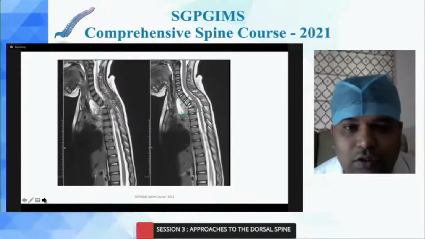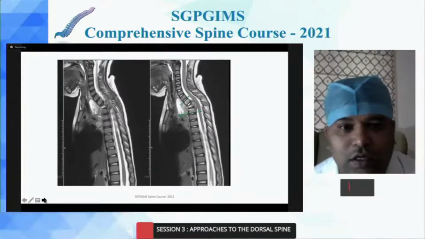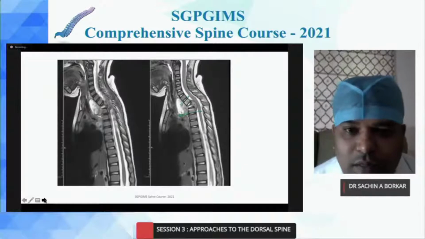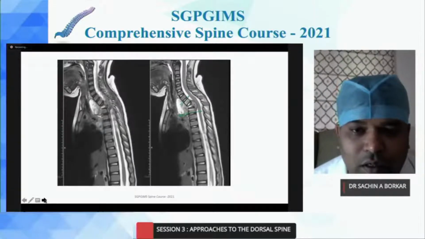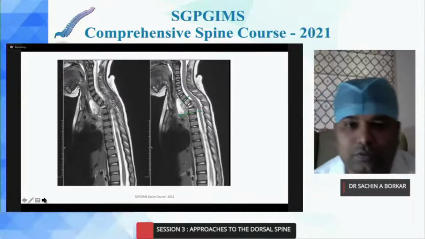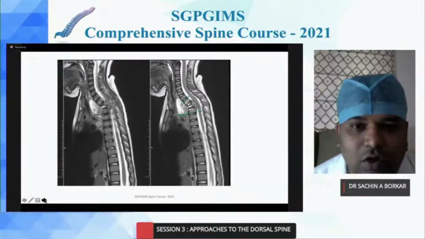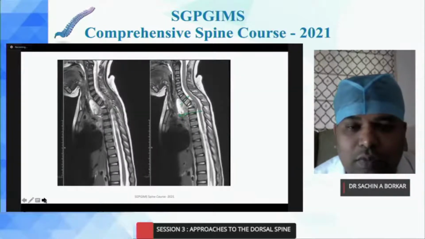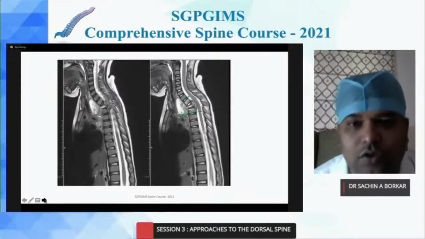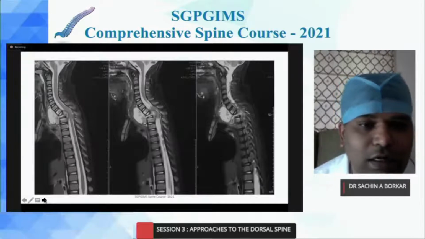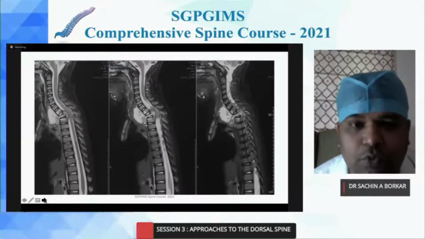This case, a 2-year-old girl with tuberculosis of the spine, power 3/5, a big prevertebral abscess causing compression, and a kyphosis at the cervicothoracic junction. Obviously, you can reach it anteriorly also, but it will be difficult. You may have to do a bit of sternotomy. In a small kid, it's a difficult thing, and obviously you will need a posterior correction.